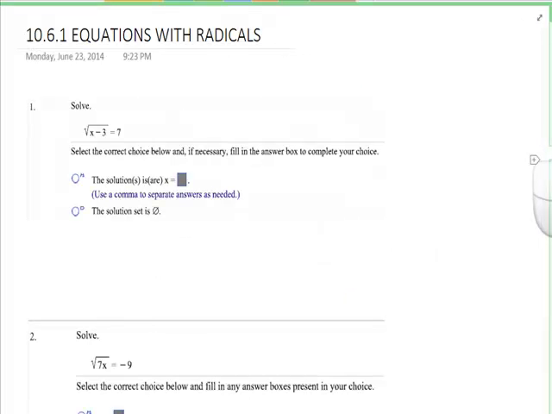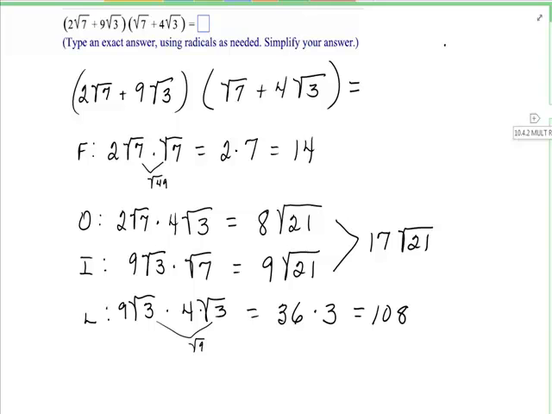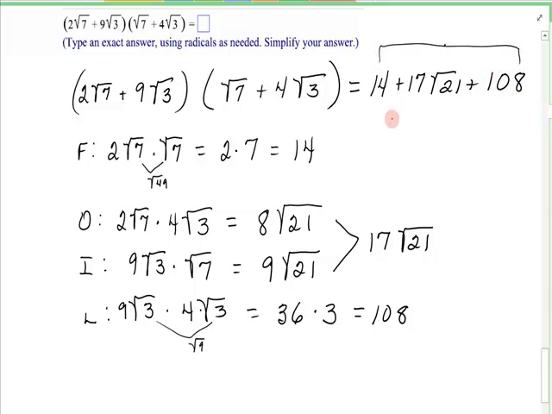The full product is, my goodness, up here somewhere. So sorry. I laid my hand on something on the screen. The full product is 14 plus 17 square roots of 21 plus 108. Because these are both rational numbers, I can add them. That's going to be 122 plus 17 times the square root of 21. You certainly don't have to write all this out, but just for clarity, I thought it was a good idea.